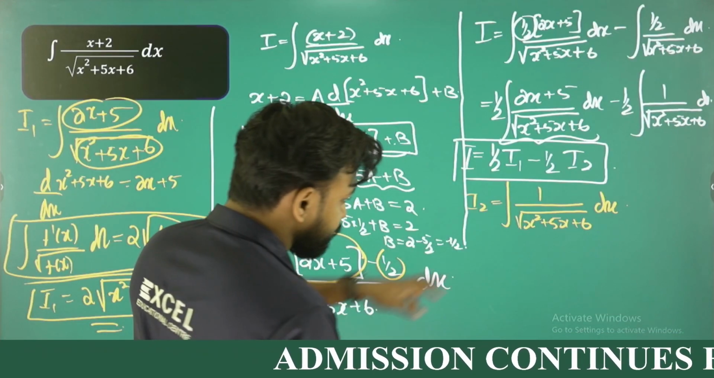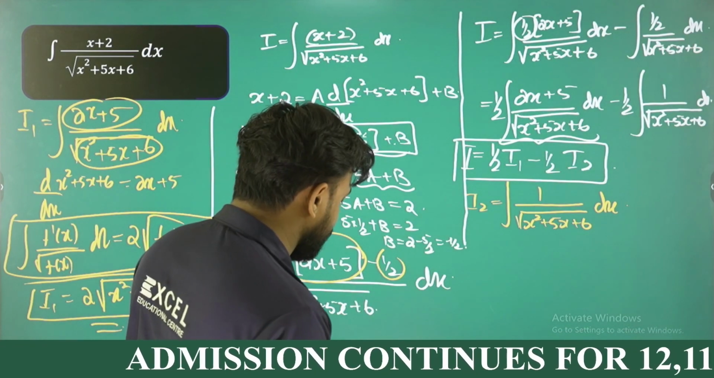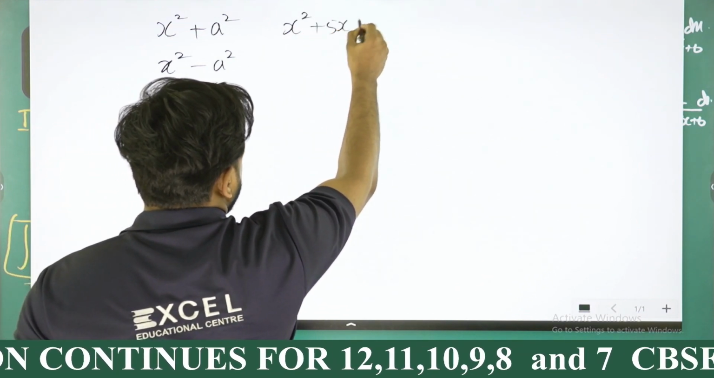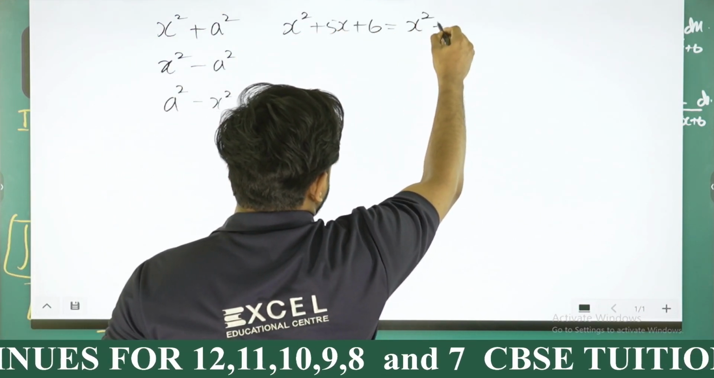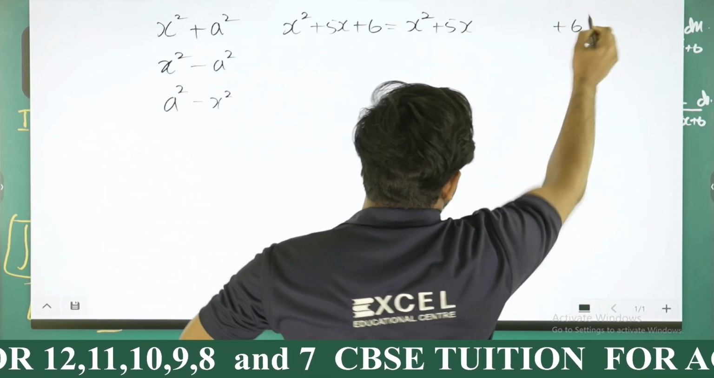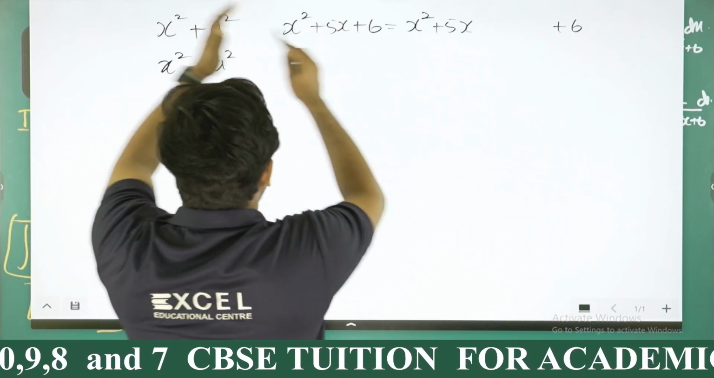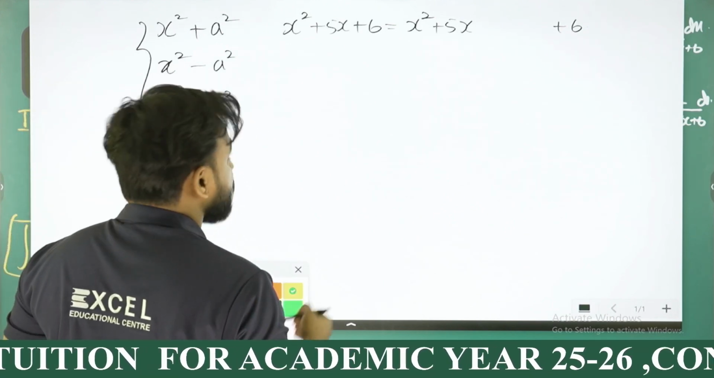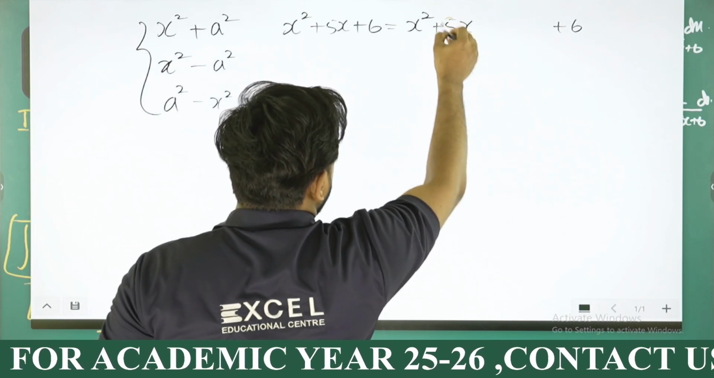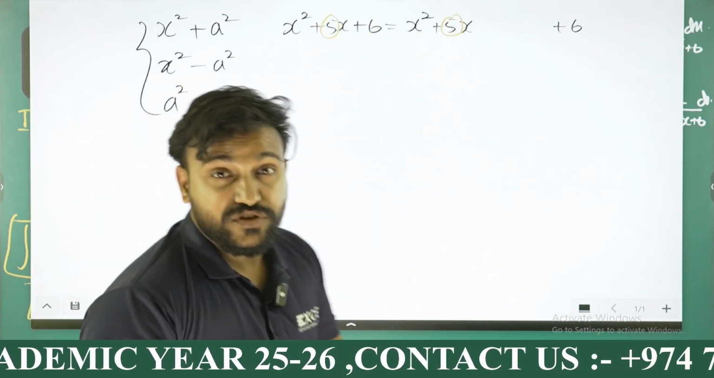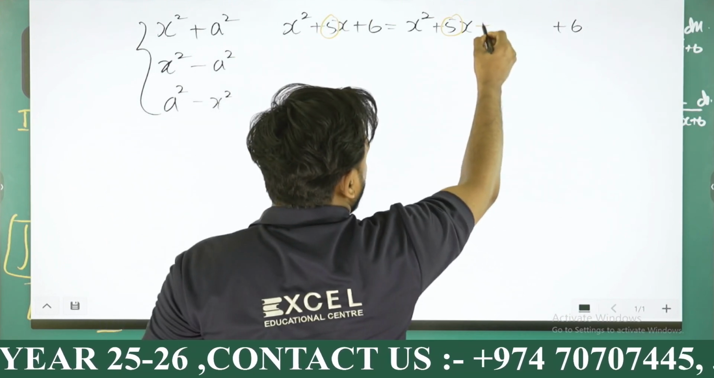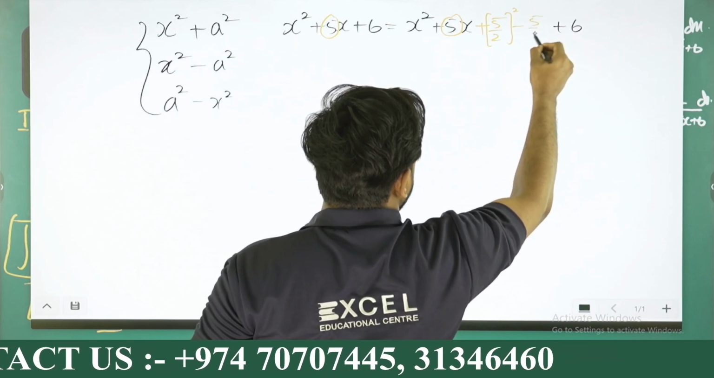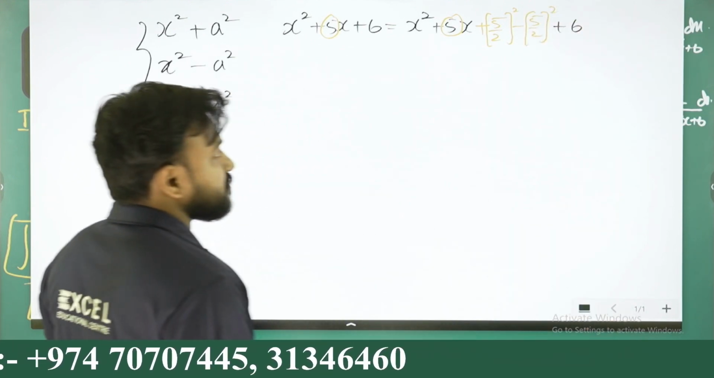So what is our polynomial? x square plus 5x plus 6. If you want to convert this polynomial to any of these types, what you have to do is just take half of the coefficient of x. Half of the coefficient of x: half of 5 is 5 by 2. Then add the square of it and subtract the square of it.